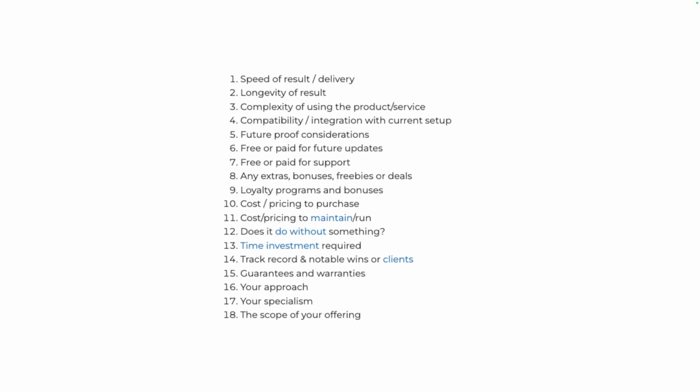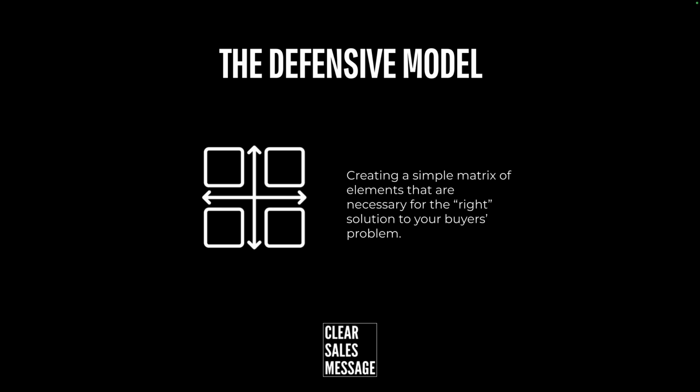What you need to think about, as per the airline example, is what matters to your buyer. Do they care about free baggage, choosing their seat, and having in-flight food? If they do, then it goes into our defensive model and it makes sense. If they don't care, then we just need to pick something else. So that's the defensive model, creating a simple matrix of elements that are necessary for the quote-unquote right solution to your buyer's problem, allowing them to make a better, more informed and simpler buying decision.